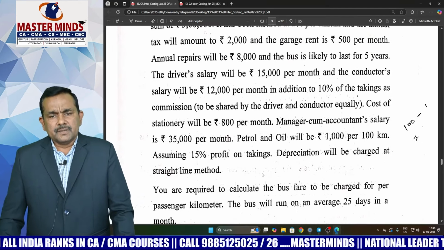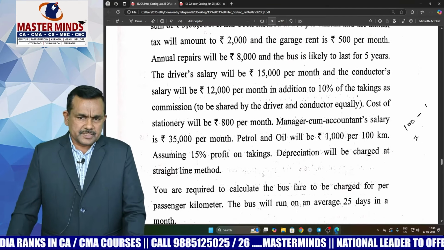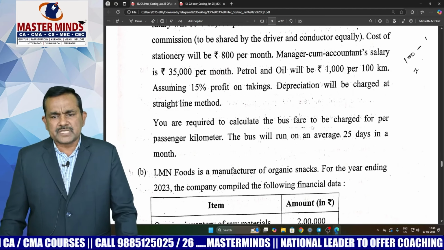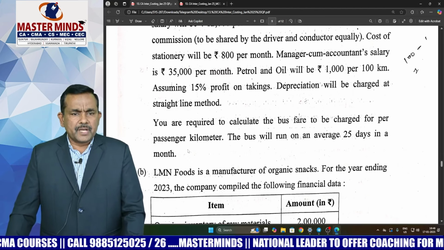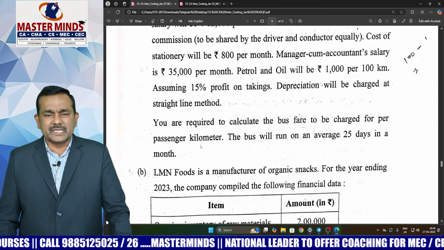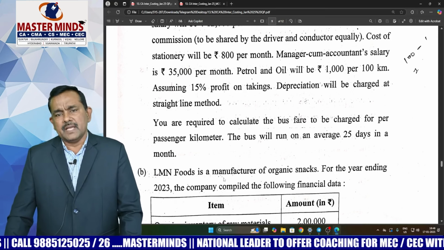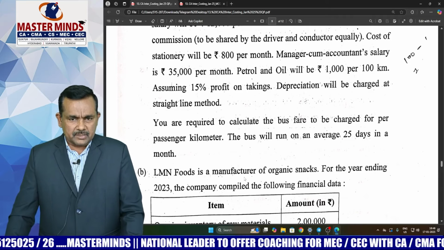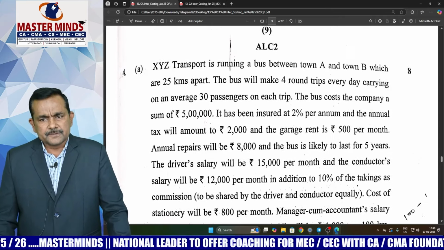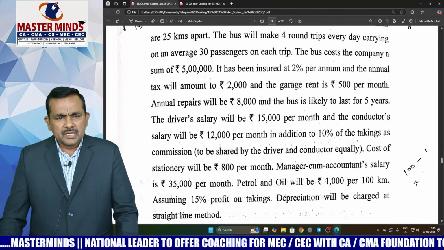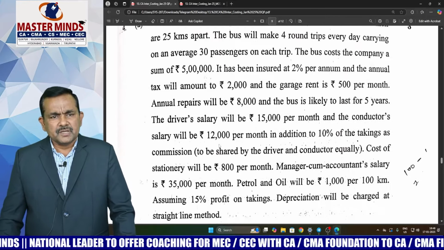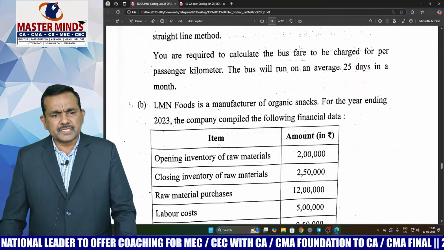Next, operating costing statement. Here the question is asking: you are required to calculate the bus fare to be charged per passenger kilometer. So total takings divided by passenger kilometers will give the fare rate per passenger kilometer. Here no adjustments, sir. Fair question, sir. Very easy question. Next, 4B, sir.